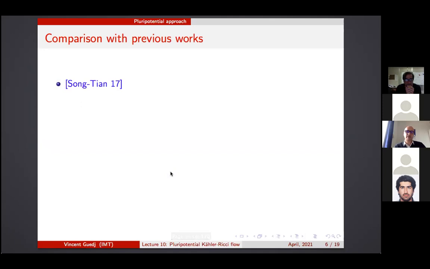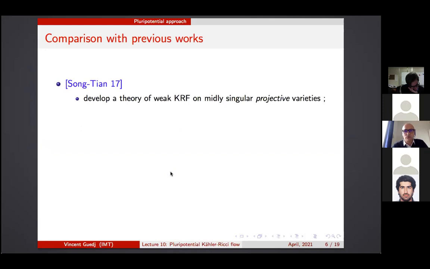And before that, let me compare to previous works in a similar direction. So first there was work by Song and Tian, where they developed a theory of weak Kaehler-Ricci flow in this geometric context of mildly singular projective varieties. But the theory is a bit unsatisfactory for various aspects. It uses the projective assumption on one hand, it requires rather strong regularity on the regular part of the variety, and therefore it is not very flexible for many purposes, both from the existence and from the uniqueness point of view. As I already said, this paper was published in 2017, but actually the preprint version goes back to 2009.